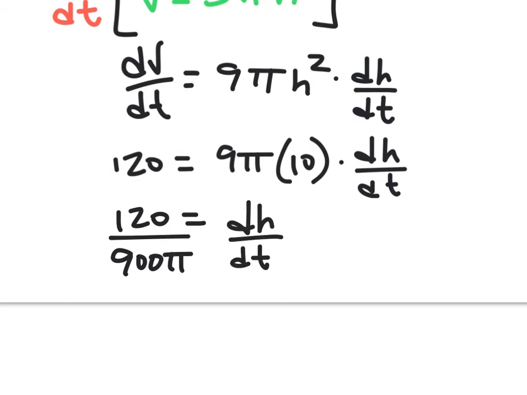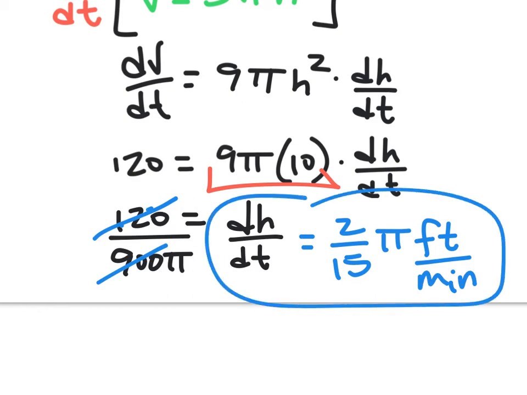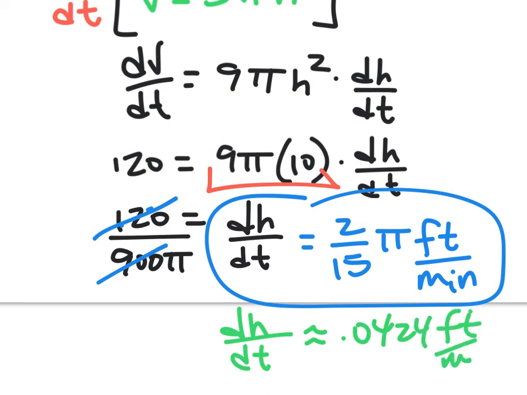I got the 900 pi by taking 9 times 10 times pi. This reduces down. 120 over 900 goes to 2 over 15 pi, and that'll be feet. This is the rate for the height, feet per minute. This would be the exact answer. The approximate answer for the change in height with respect to time would be approximately 0.0424 feet per minute.